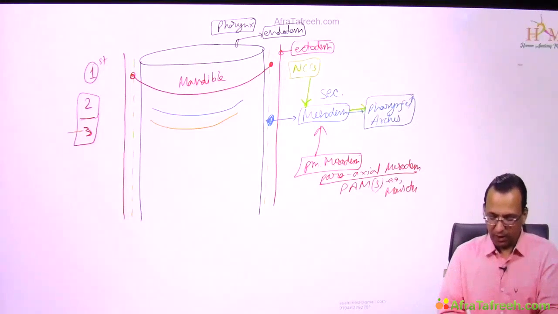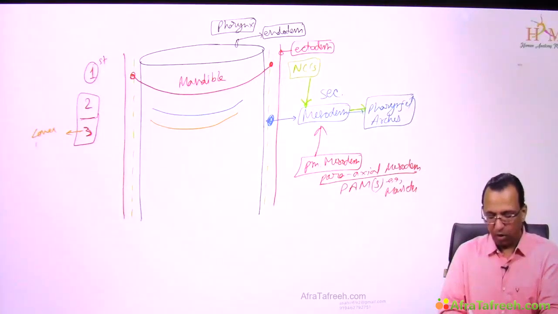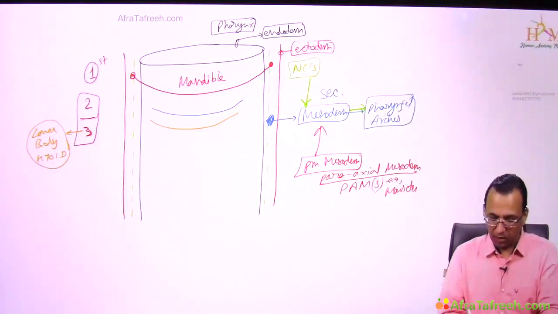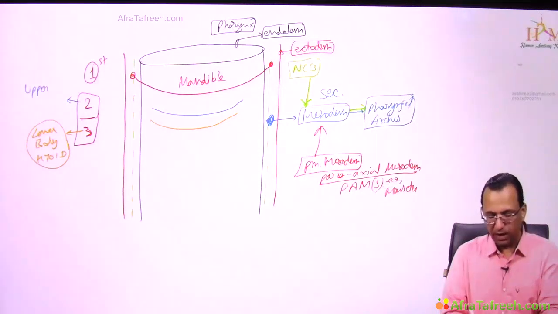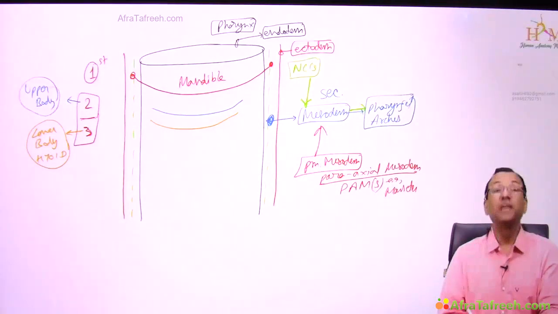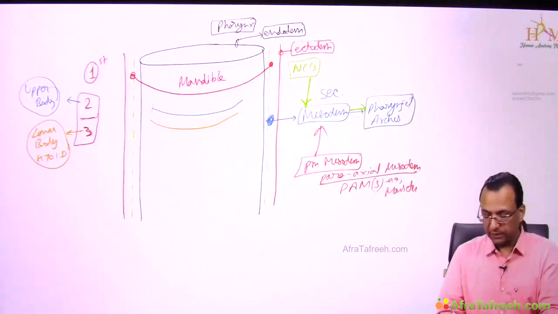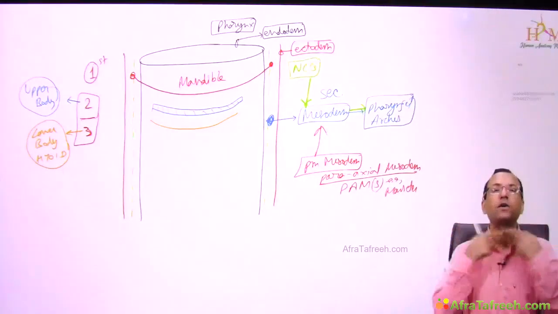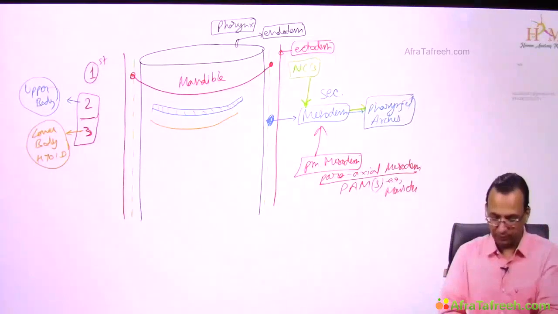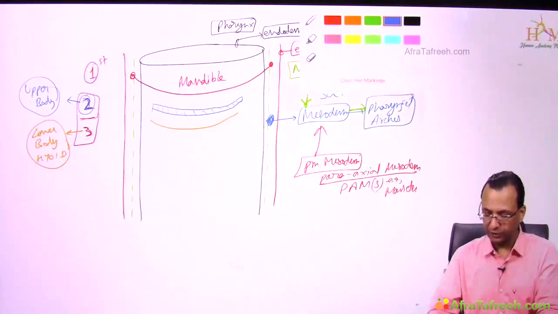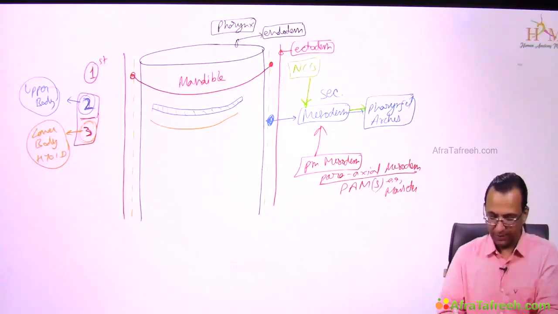If you're talking about the lower body of the hyoid, then it will come from the third arch. But if you're talking about the upper body of the hyoid, then it would have come from the second arch. Yes, the U-shaped bone, hyoid bone. Upper body is from the second arch, and the third arch is forming the lower body.